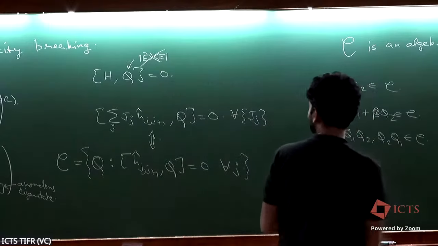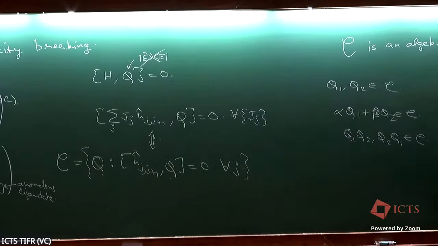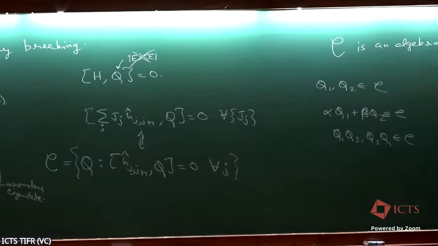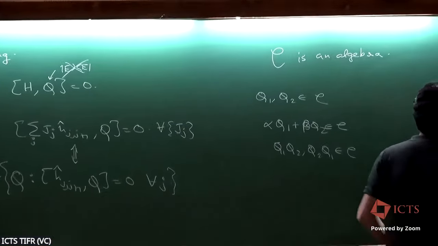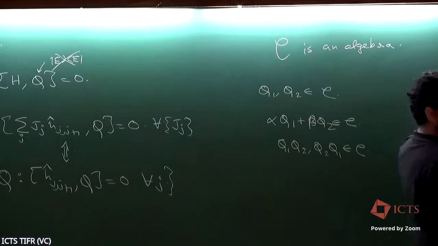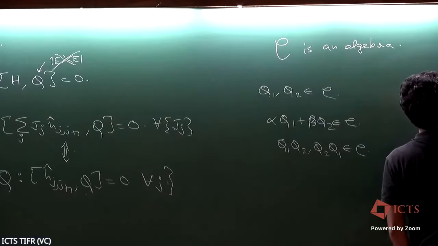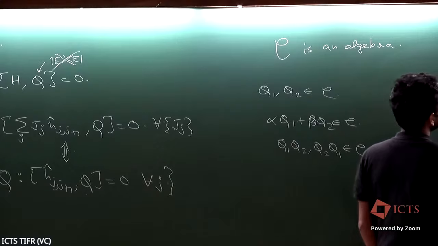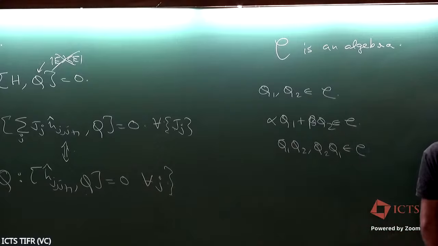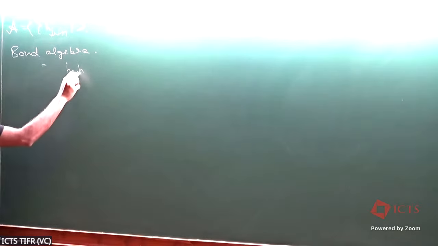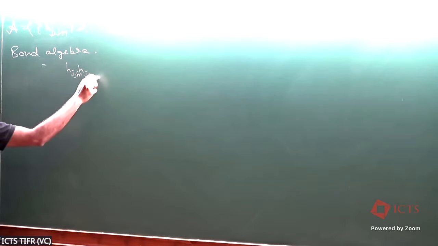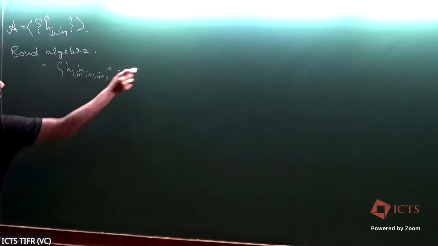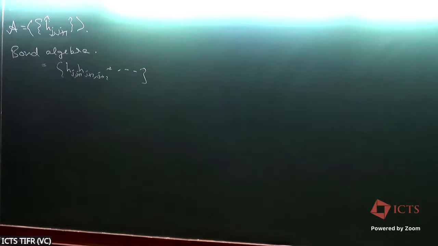And similarly, you can think of the algebra generated by these H's, the terms of the Hamiltonian, which is called the bond algebra. This is basically everything that is obtained by products of these H's, maybe at various sites, and linear combinations of them. And anything in C commutes with anything in A.